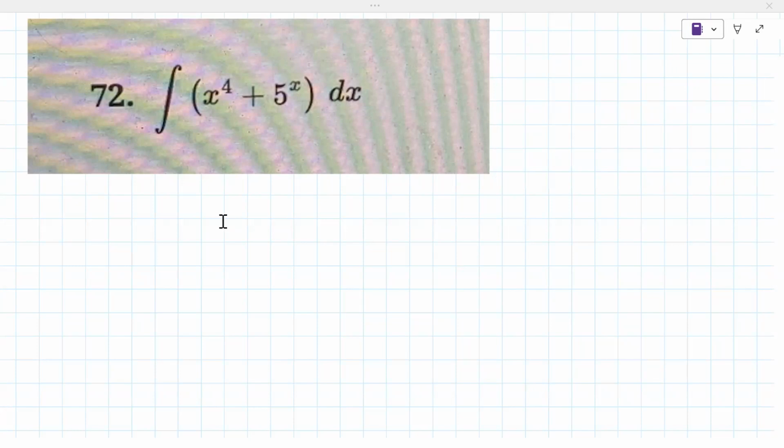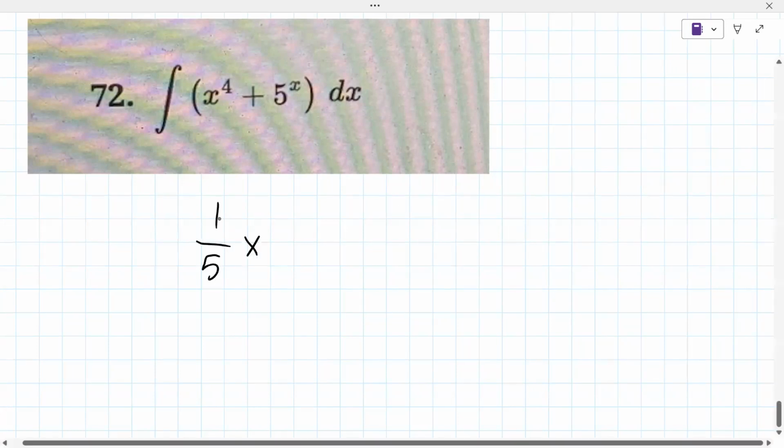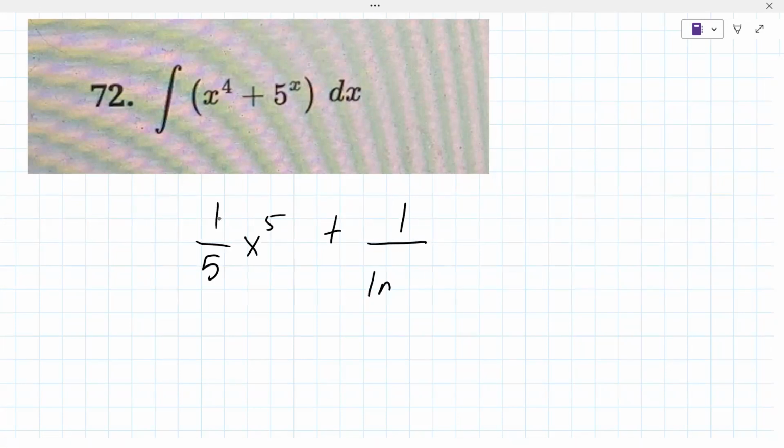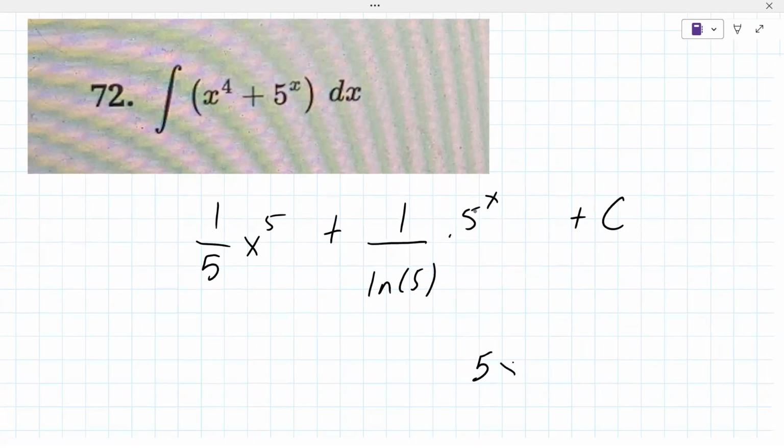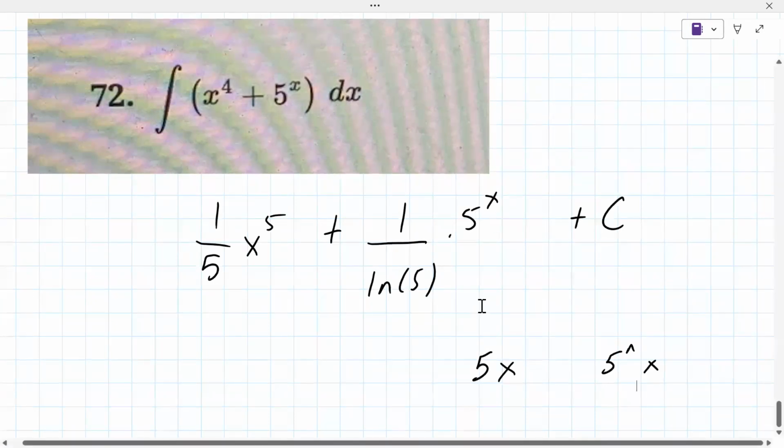One-fifth x to the fifth plus 1 over the natural log of 5 times 5 to the x plus c. Yeah, and just be really careful when you look at the answers, like this and 5 to the x are not the same. I don't know how they're going to format it, but you just have to be real careful there.